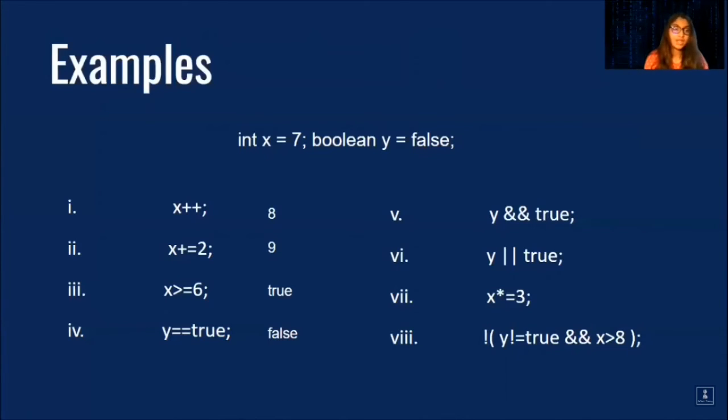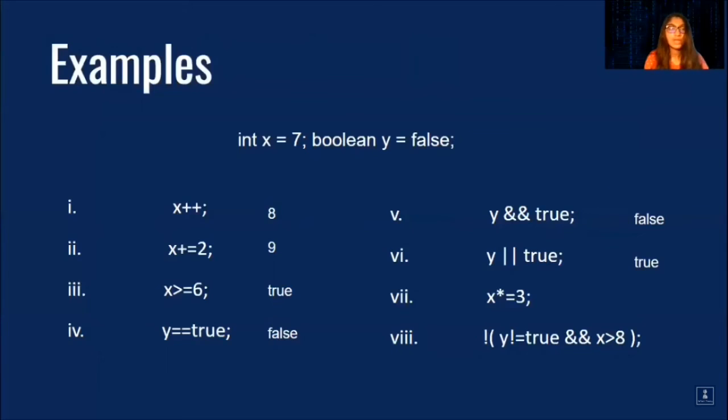Then we go into y or true. This checks whether y equals true or if true equals true. In this case, the first condition is false, but we do check the second condition here because only one of these conditions has to be true for the entire statement to return true. And now we go on to the next one. We see that true equals true. So the statement will actually return true.